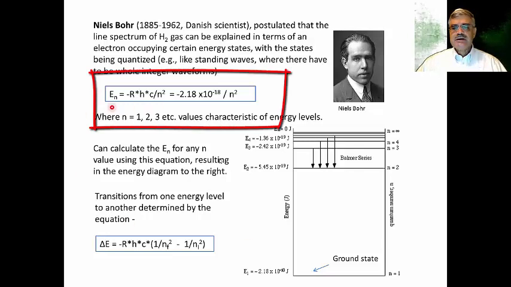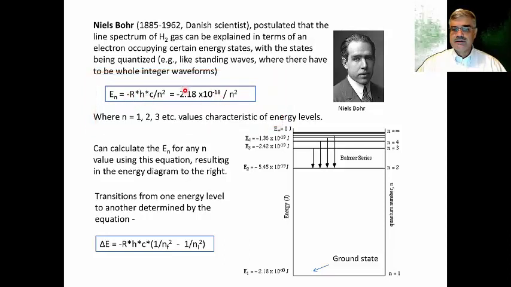that the energy of an electron traveling around a nucleus is equal to a bunch of constants, minus R, that Rydberg constant, which we won't even go into, but it's just a number, times Planck's constant, times the speed of light, divided by n squared. Now, if we multiply R, h, and c together and just come up with a number, anytime you multiply numbers together, you'll get another number.